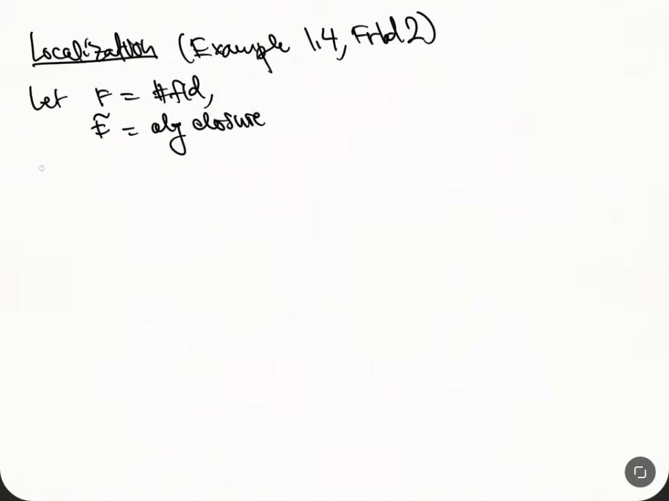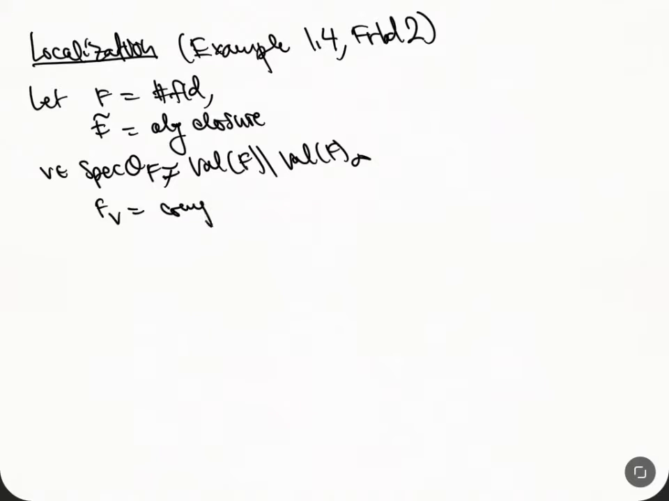We're going to take v in Spec O_F and view it as a valuation. So we'll say that this is the same thing as the valuations of F minus the valuations of F over the infinite valuation in Q. And then we're going to take F_v to be the completion. And this is also going to be a completion.